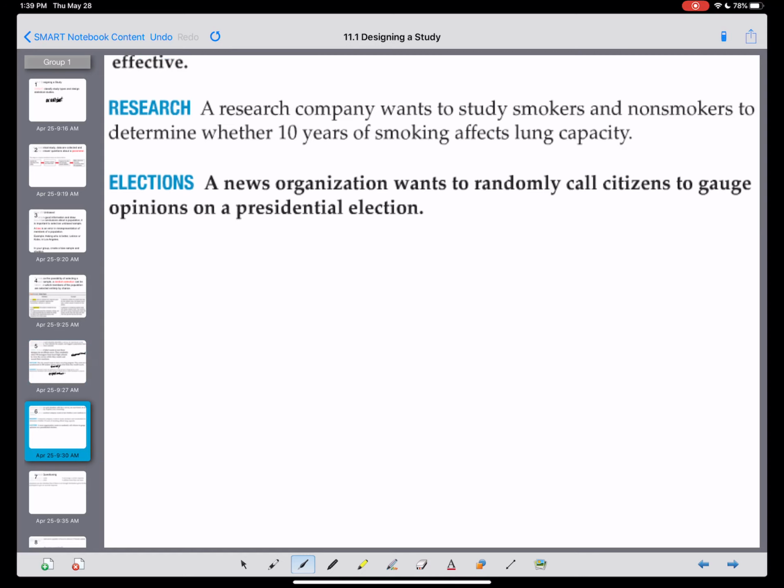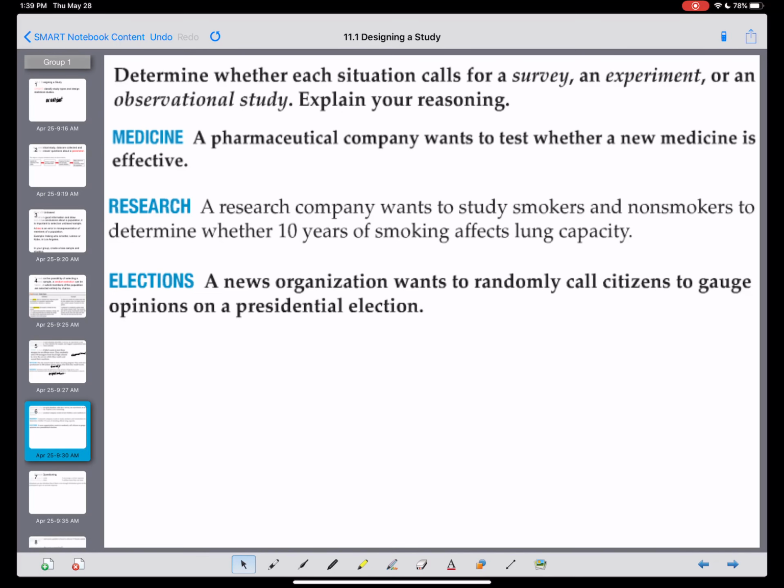Number 6. I want to do the same thing. A pharmaceutical company wants to test whether a new medicine is effective. What would you do? Would you do a survey, observation, or experiment? I would do an experiment, right? I would give the people the new medicine and then record their data. I would give them something to test something.